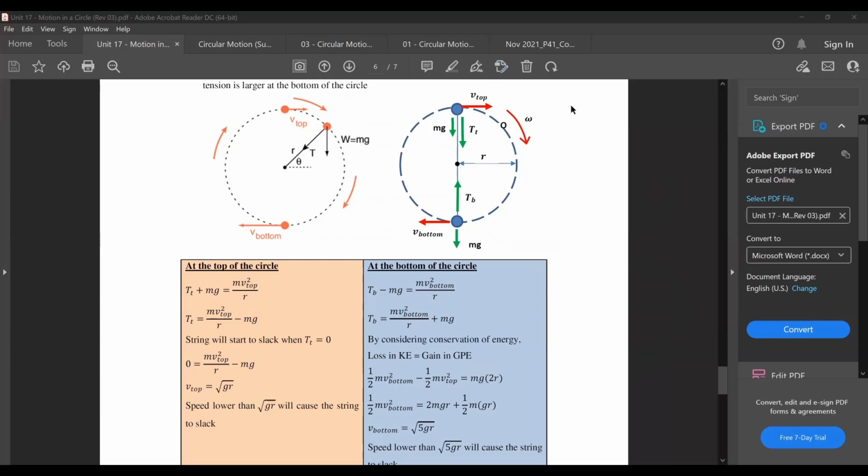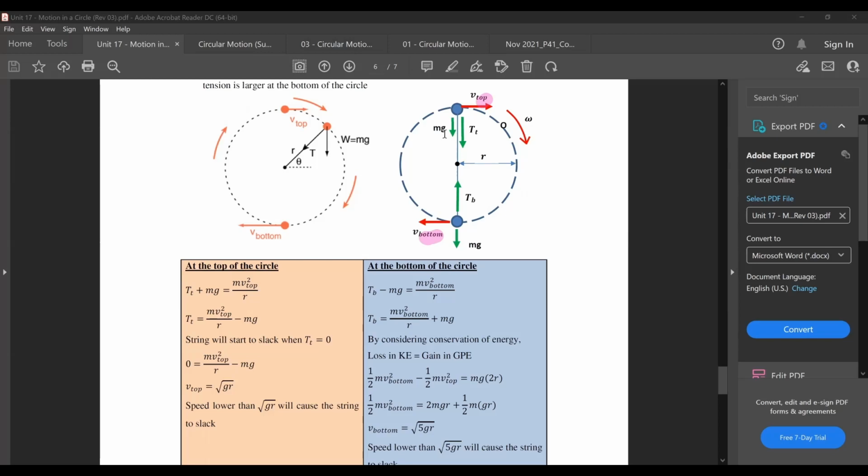Now, for our analysis, I only want to consider the bottom and top position. The bottom and top position is where you have values at the extreme end. Anything in between, let's just say here and here, will just be in between the extreme ends, okay? That's why I don't consider any other position other than top and bottom. It's because the top and bottom is where the extreme values are, all right? So let's consider the case where the object is moving and what are the forces.